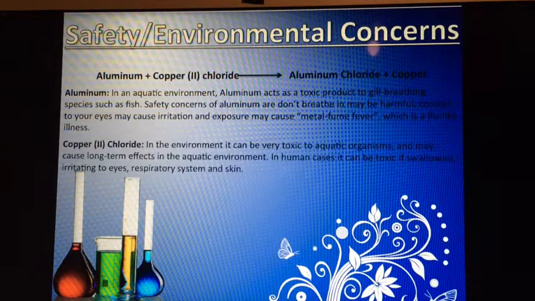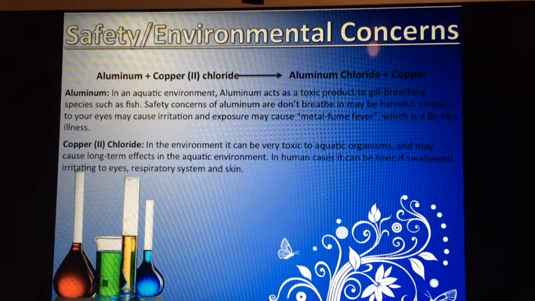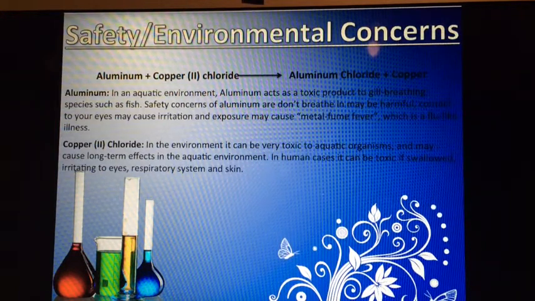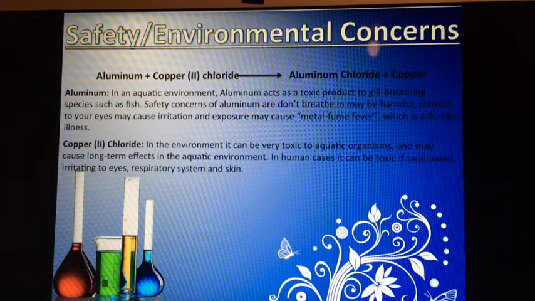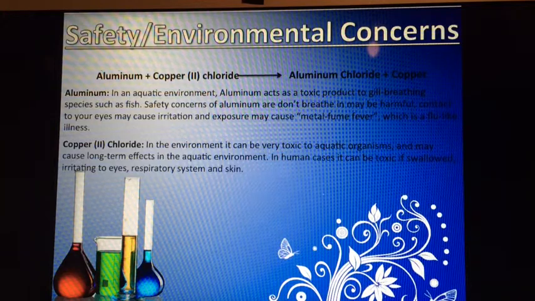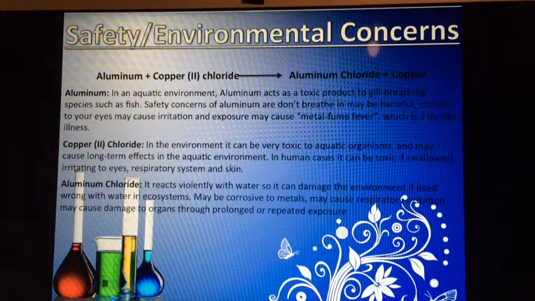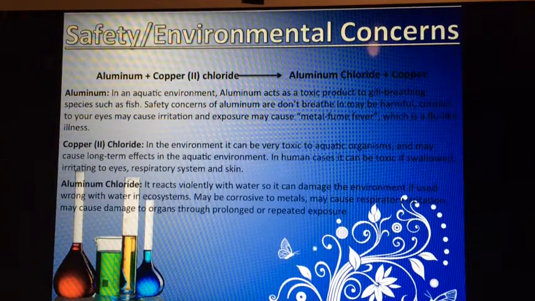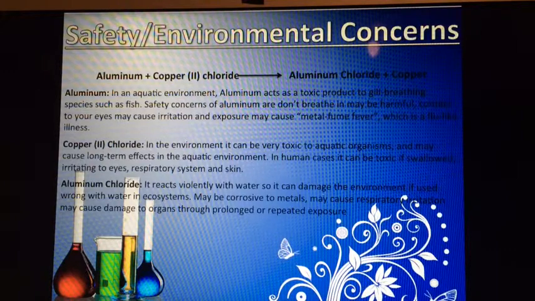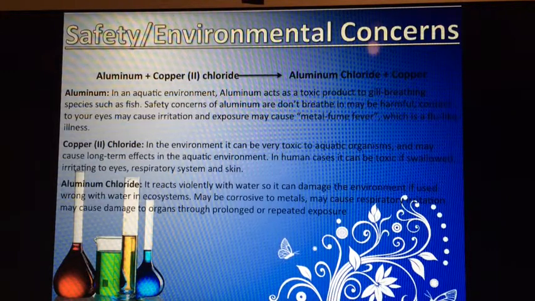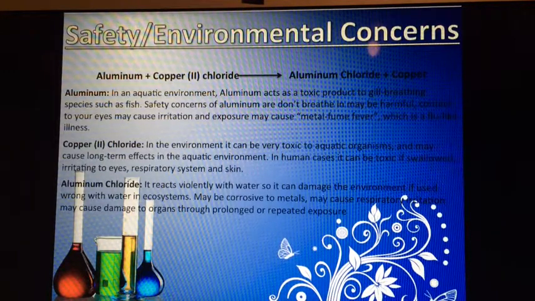Copper-2 chloride. In the environment, it can be very toxic to aquatic organisms and may cause long-term effects in the aquatic environment. In human cases, it can be toxic if swallowed, and irritating to eyes, respiratory system, and skin. Now, aluminum chloride. It reacts violently with water, so it can damage the environment if used wrong with water in ecosystems. It may be corrosive to metals, may cause respiratory irritation, and may cause damage to organs through prolonged or repeated exposure.